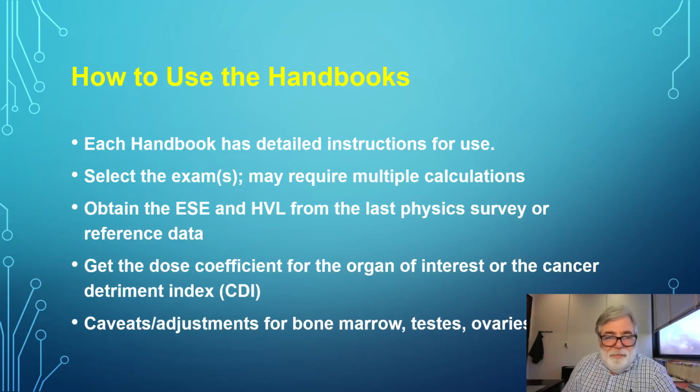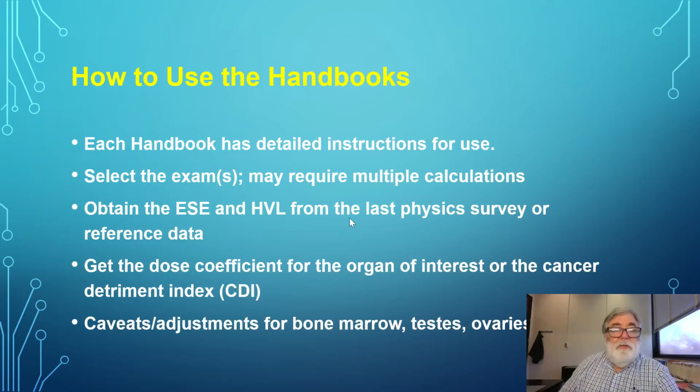So the next thing we need to have is what the entrance skin exposure is and what the half-value layer is for this particular exam. So at the last physics survey, they measured the output from the x-ray tube, take their measurements, you scale them for the distance to the source to the entrance point of the skin. You get the HVL that they measured, and we're going to use those on our table.